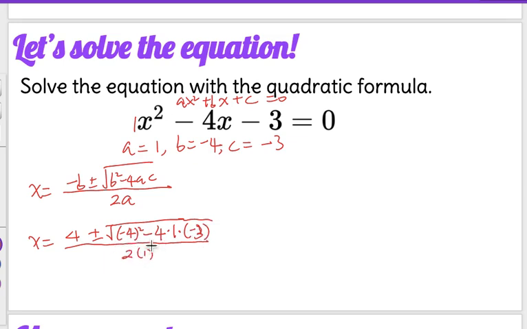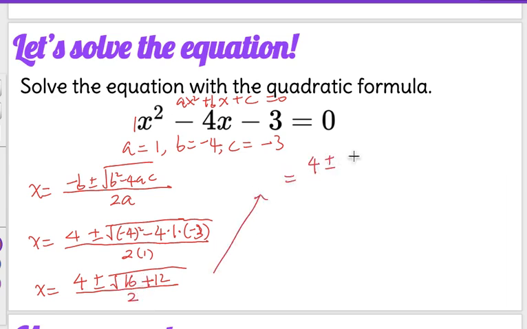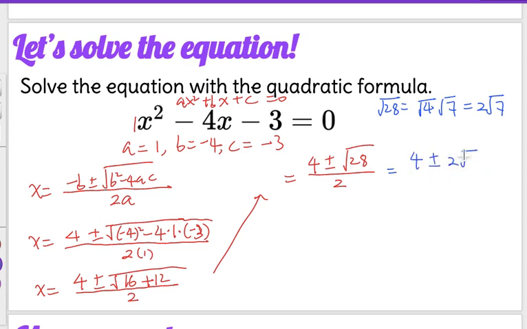All over 2 times 1. Okay, now I just need to do the mental math. Which is 4 plus or minus, negative 4 squared, which is 16. Negative 4 times 1 times negative 3 is 12, and the denominator is 2 times 1. So let's continue here. It's 4 plus or minus the square root of 28, over 2. Now, for 28, I just write down the side note. Again, like we said, we need to simplify it by using 4 and 7. So it's 2 square root 7. Then I just need to continue. Instead of using this, I'm going to use 4 plus or minus 2 square root 7.